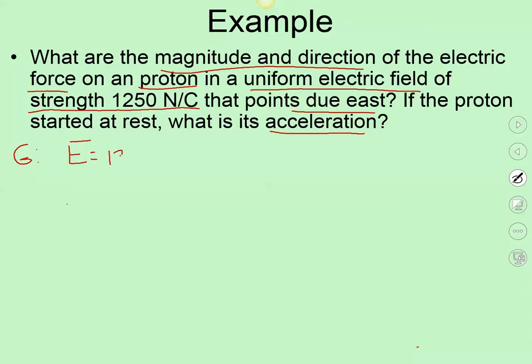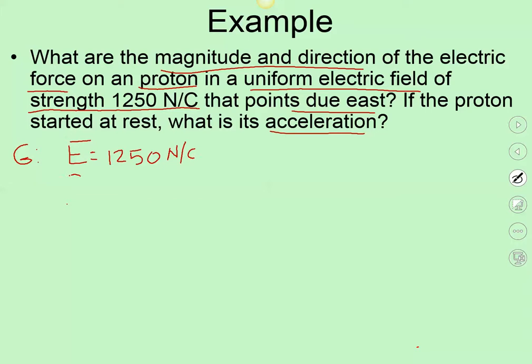And that is 1250 newtons per coulomb. All right? The question, though, is what else do they give us? Well, that's not necessarily very clear. However, there's some things that we know from looking at the problem. They give us a proton.